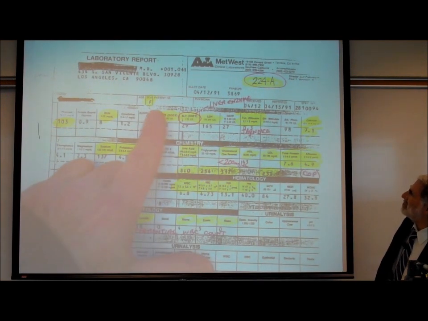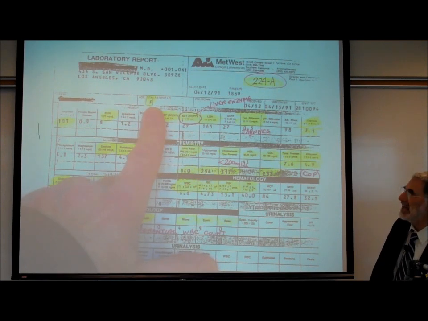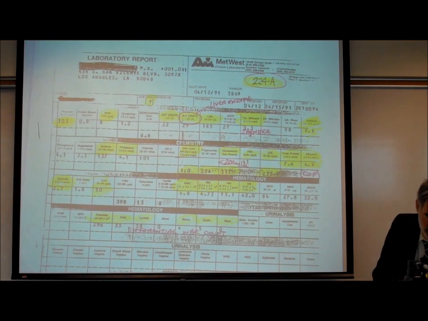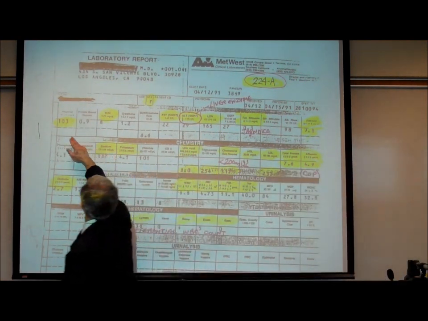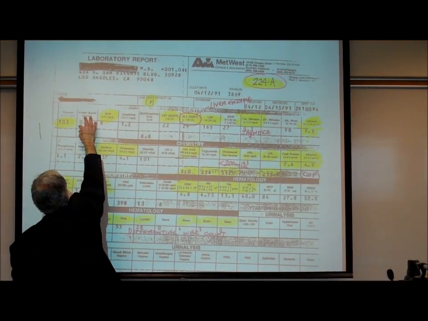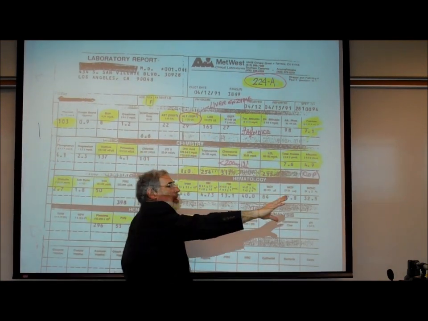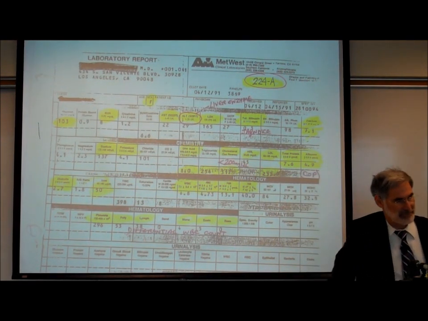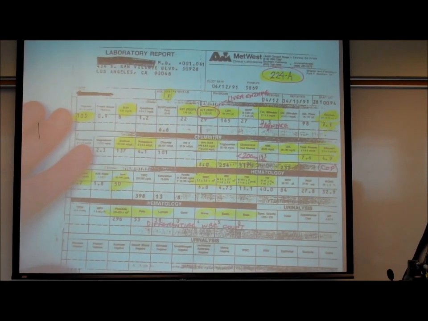Now, the only information we're given here on 224A is that it's a female. It says F, female. And the way this lab form is set up is that if the number appears above the dashed line, it's within the normal range. If the number appears below the dashed line, the number is either lower or higher than normal. All right, so let's take a look at this and see what we understand.